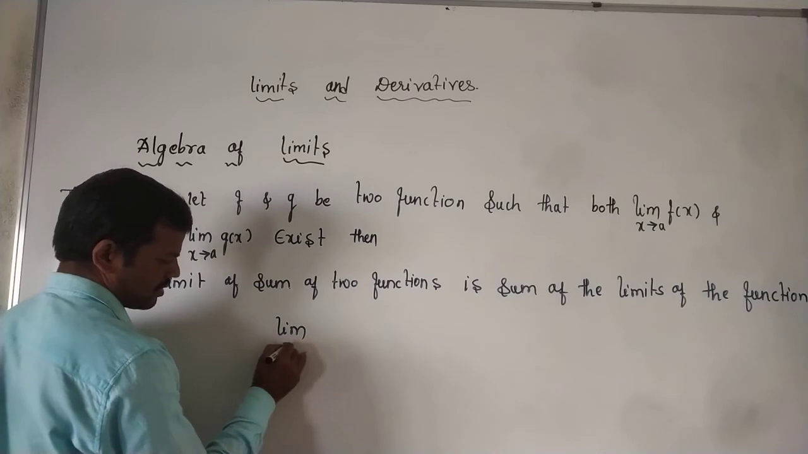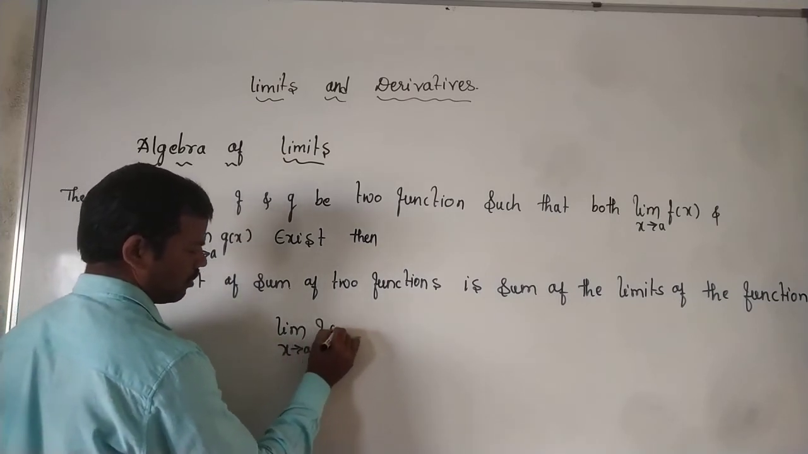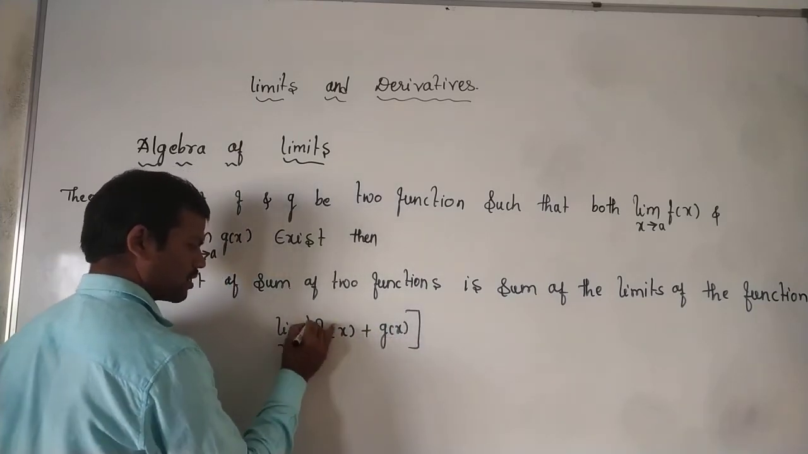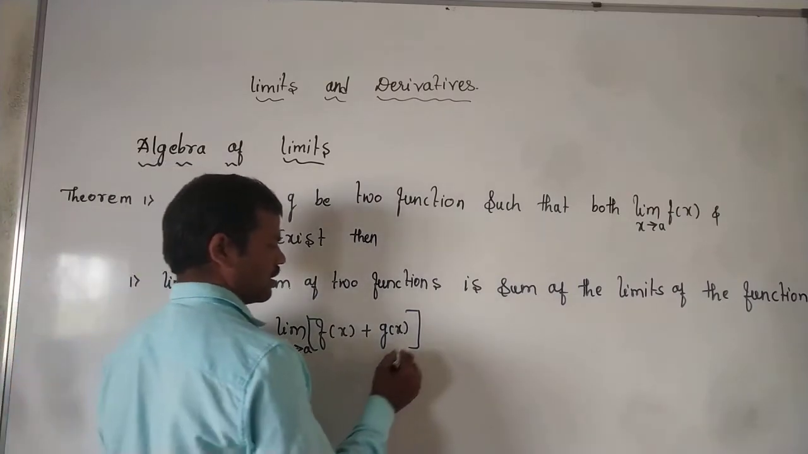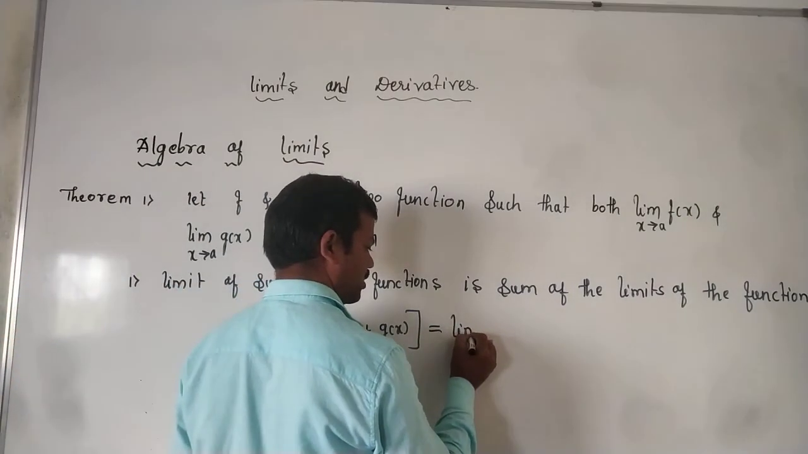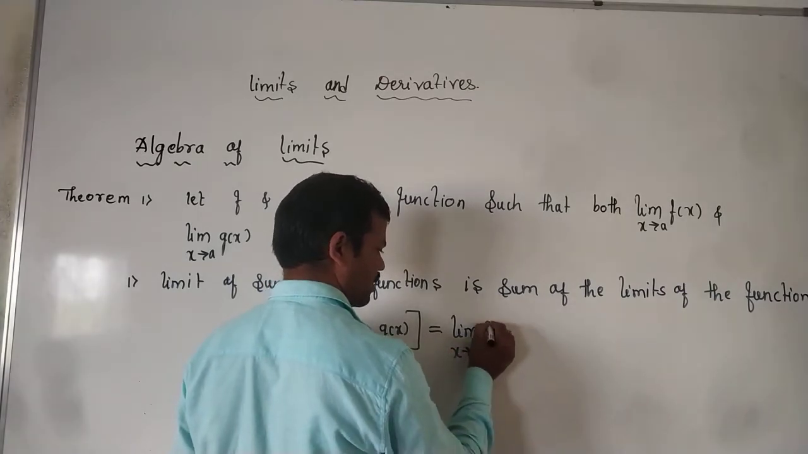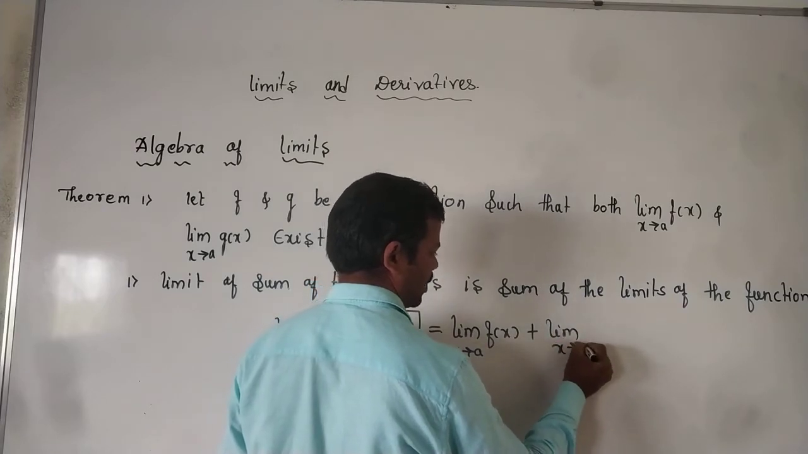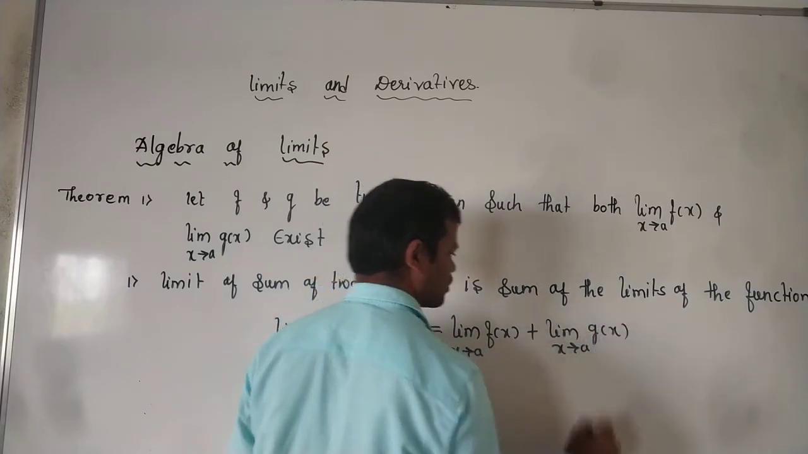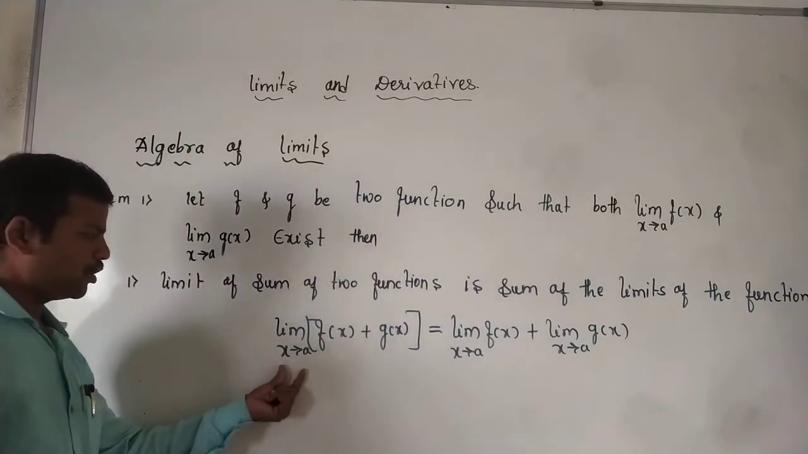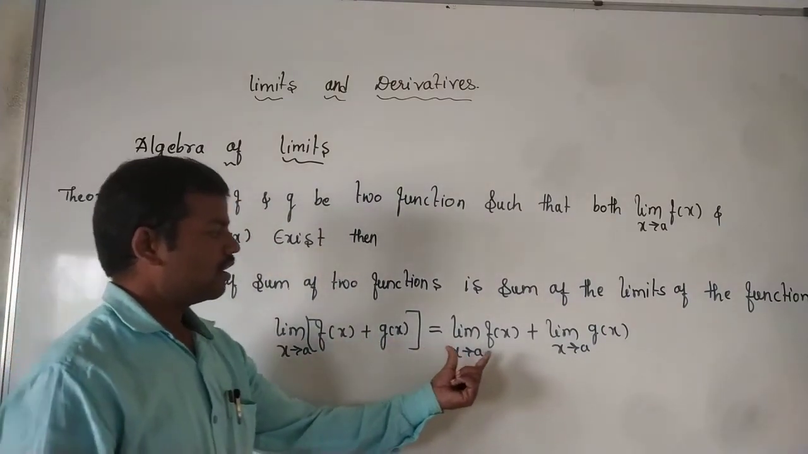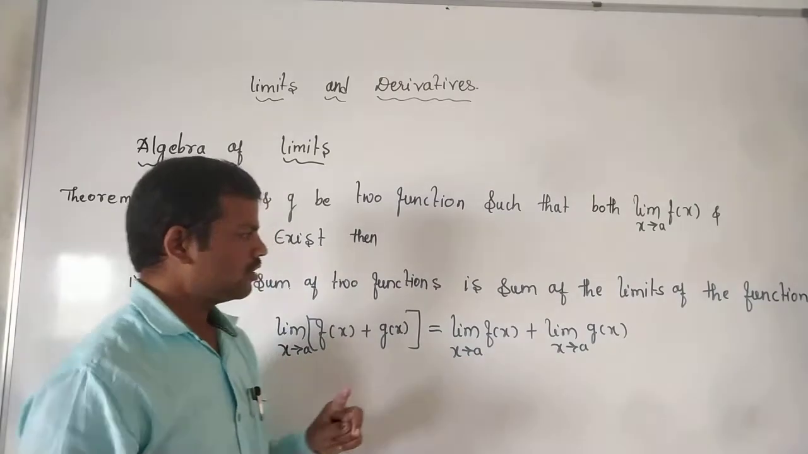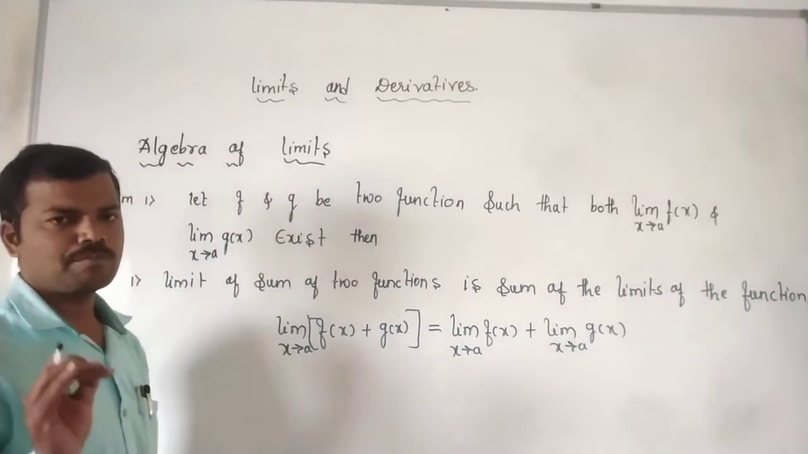That is, limit as x tends to a of f of x plus g of x is equal to limit as x tends to a of f of x plus limit as x tends to a of g of x. So we have to prove that the limit of the sum of two functions is the sum of their limits. So this can be proved with a simple example.